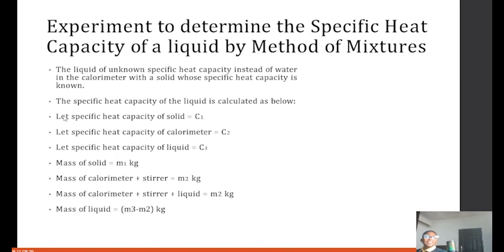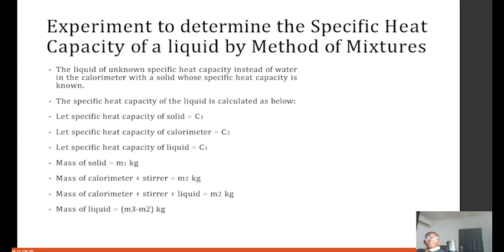So we've done that. So let the liquid of unknown specific heat capacity, this one now is water. Let the liquid of unknown specific heat capacity instead of water, the calorimeter with a solid whose specific capacity is known. So this is an experiment to determine the specific heat capacity of a liquid by the method of mixture. The liquid of unknown specific capacity instead of water in the calorimeter with a solid whose specific capacity is known. So the specific heat capacity of the liquid is calculated as below.